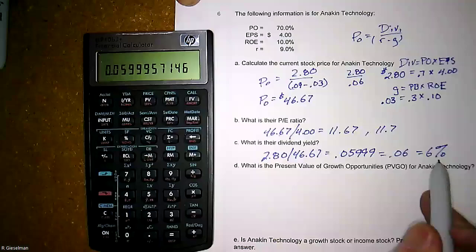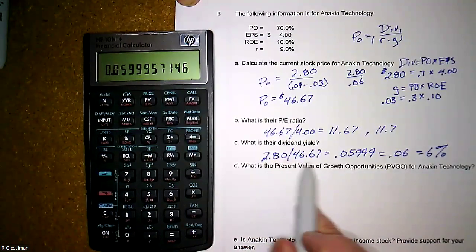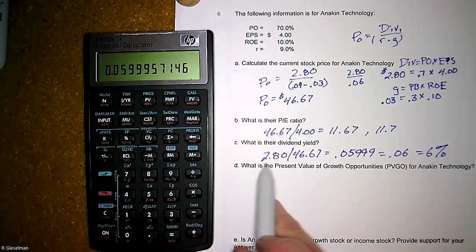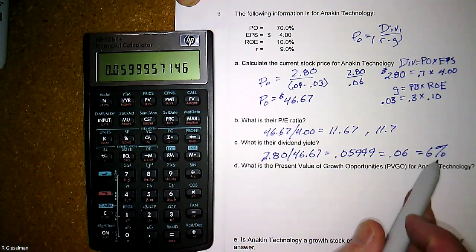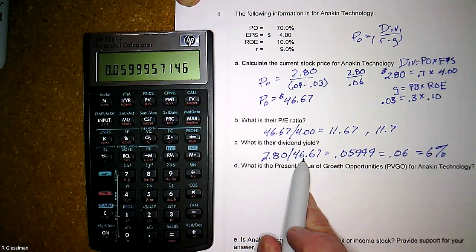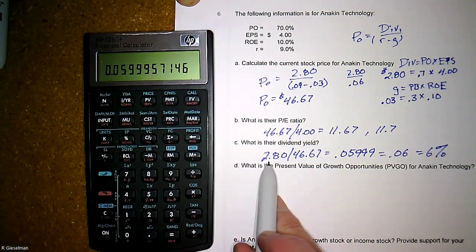So to restate the definition of dividend yield, what it's saying is, look, if I buy this stock for $46.67 and they send me in year one a $2.80 dividend check, I've made a 6% return on my $46 investment just from the dividend check.